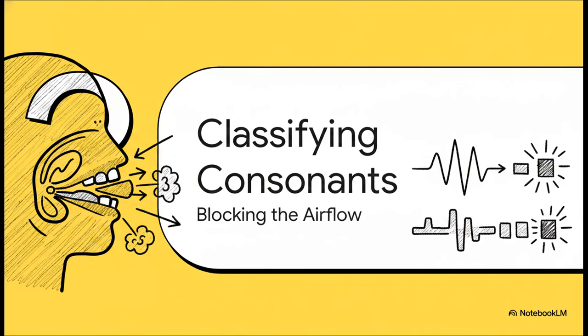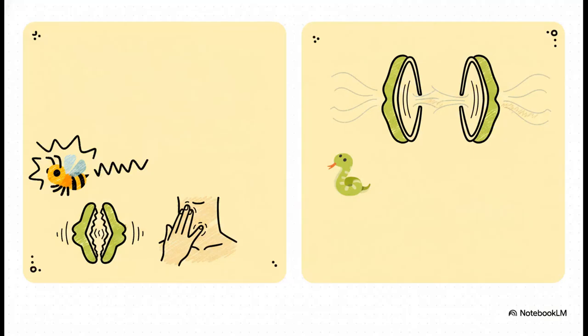All right, Part 3, classifying consonant sounds. So when we disrupt or block that flowing airstream, we create consonants. And the very first way we classify them is by checking the voice box. Actually, try this with me right now. Put your hand completely flat on your throat and make the sound of a buzzing bee, like zzz. Do you feel that vibration? That means your vocal folds are pressed together and they're vibrating. We call that a voiced sound.